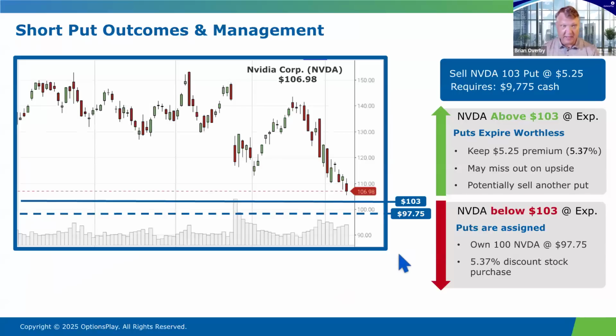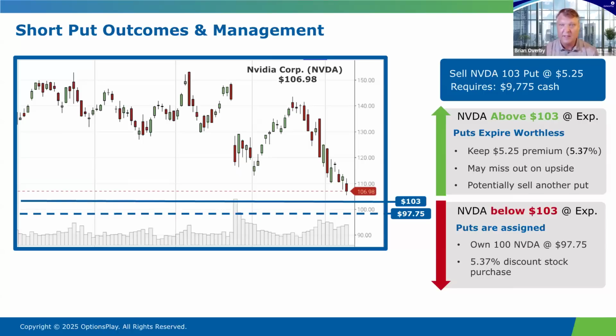So this actually happened. NVIDIA at the time, I rounded up on that one slide to 107, but it was 106.98. And the market did come down to 103. Your break even would be 97.75. NVIDIA above 103 would expire worthless. But here's what's big: you're going to keep 5.37% on that underlying.